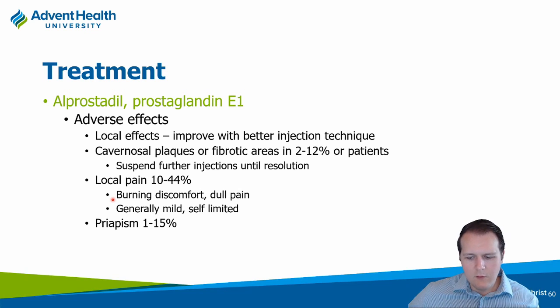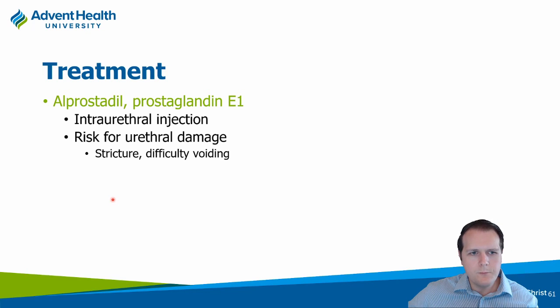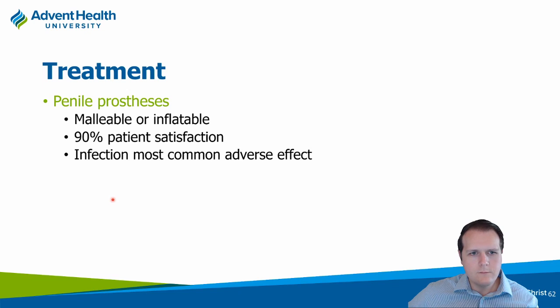Priapism is a risk, although it's fairly low risk for these patients. In terms of the intraurethral administration, the only difference here is that there is risk for things like stricture or difficulty voiding. This may be related to actual physical trauma that occurs from using the device to place this into the urethra. So if you have patients who already have difficulty voiding, this may not be a good option for them potentially.